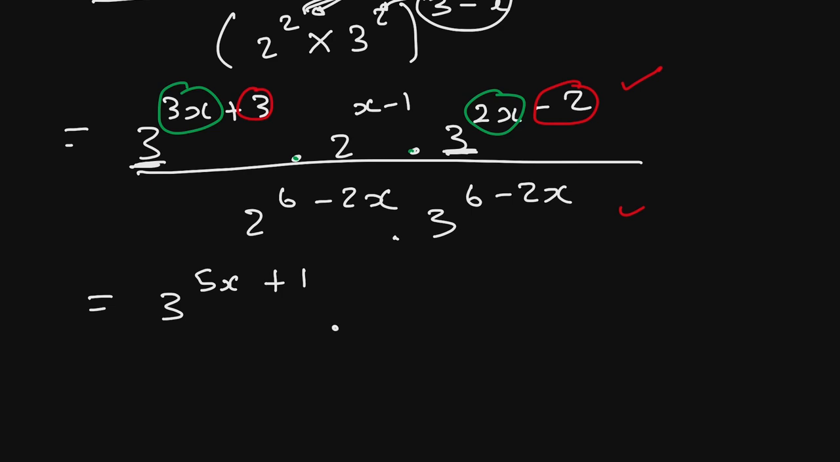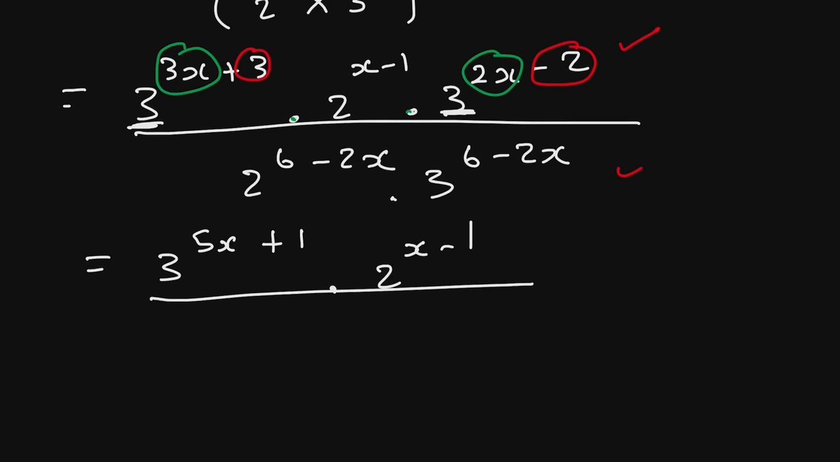Now the base of 2 did not have any partner, so we're just going to write it as it is at the top. So it's going to be 2 to the power of x minus 1. And at the bottom, because at the top we started with 3 and there's nothing we can multiply with, we can start with 3 at the bottom also, so we have 3 to the power of 6 minus 2x multiplied with 2 to the power of 6 minus 2x.